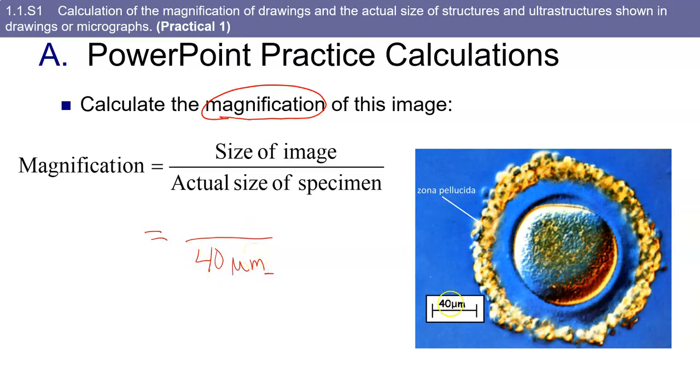And to figure out the actual size of the specimen, I literally need to take a ruler and measure the distance here, which I did earlier, and the distance of that scale bar, or the length of that scale bar, is 18.5 millimeters.